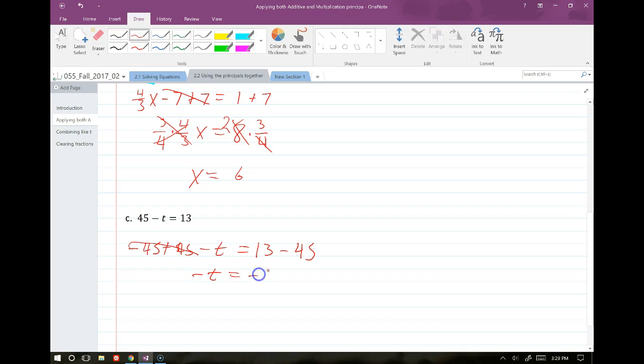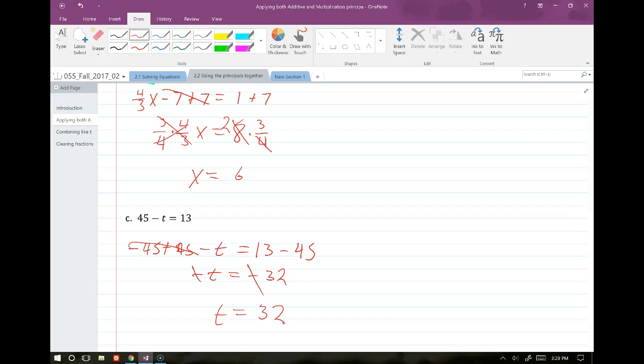32. Nice. Negative 32. All right, what now? Multiply both sides by negative 1. In other words, just cancel these guys out, right? T equals 32. Nice.